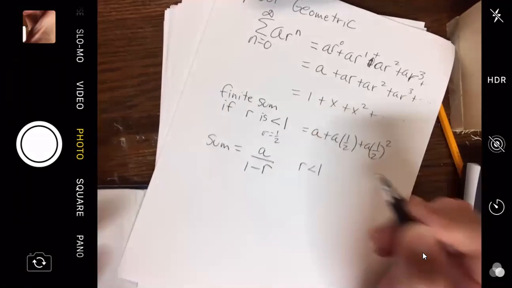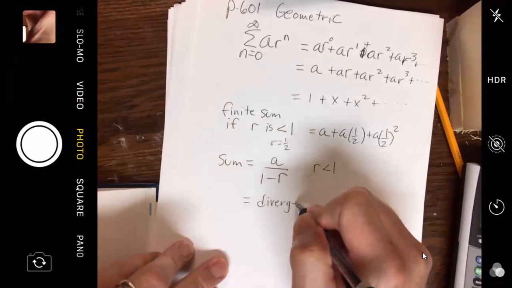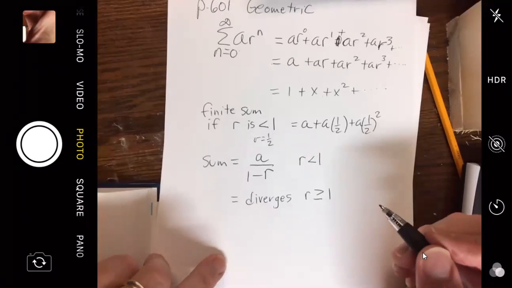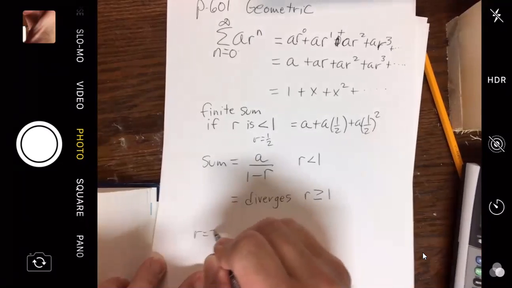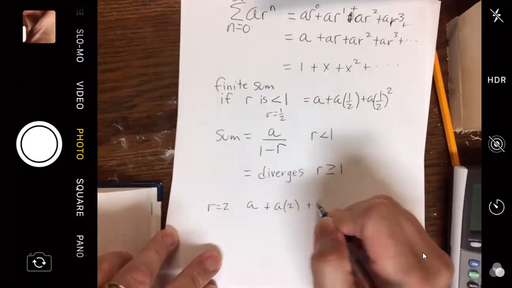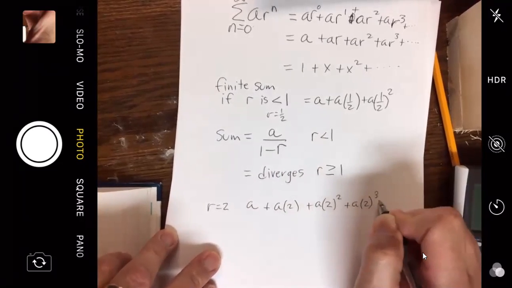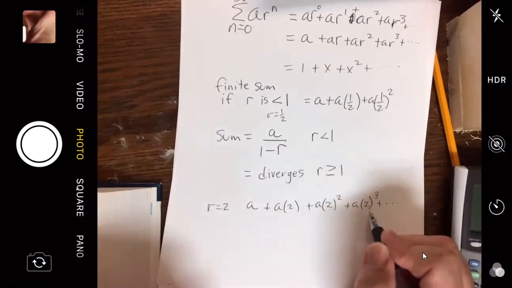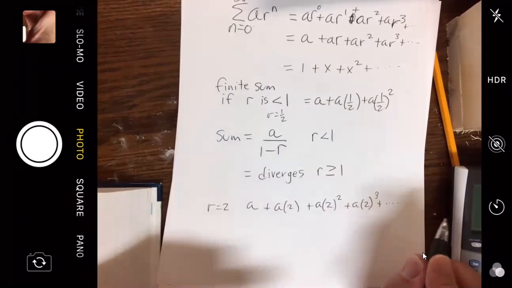R less than 1. But it diverges if R is greater than or equal to 1. Can you tell that? Let's say r is 2. You'd have a plus a times 2 plus a times 2 squared plus a times 2 cubed. You're just getting bigger. You're getting 2a plus 4a plus 8a, whatever the a is, you're just getting bigger and bigger. Same thing with 1, you're just getting bigger and bigger.